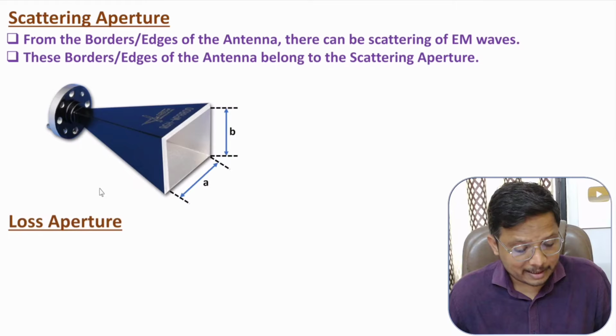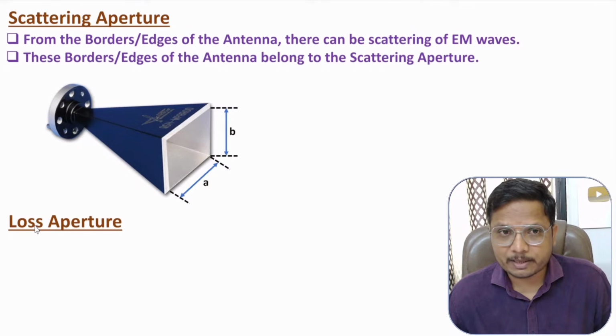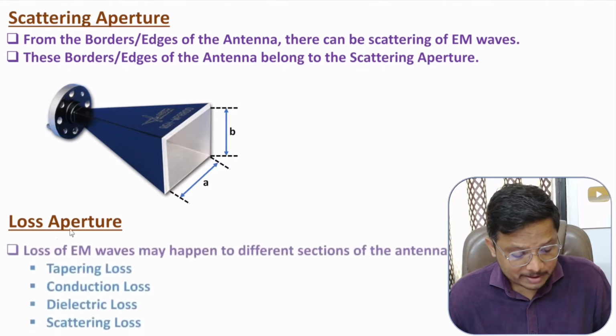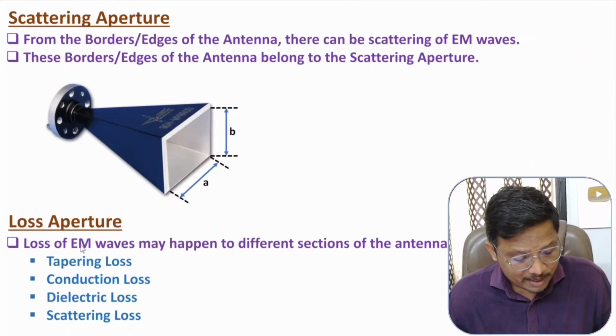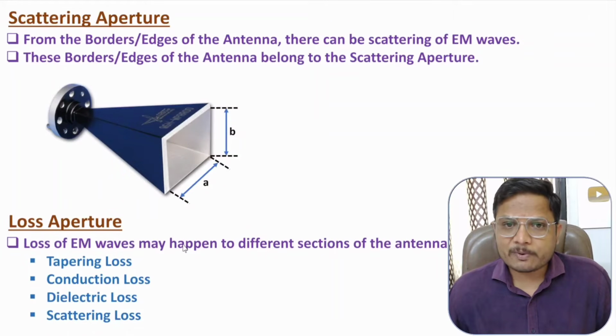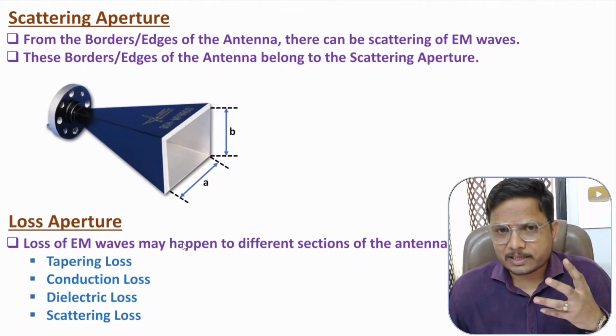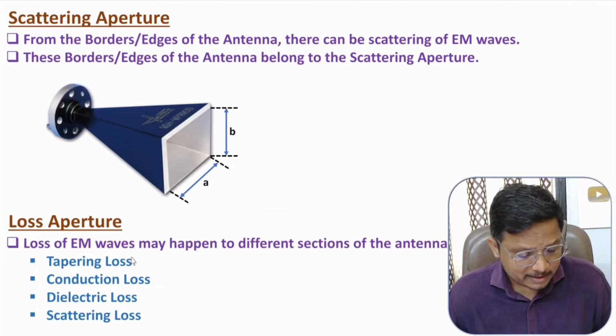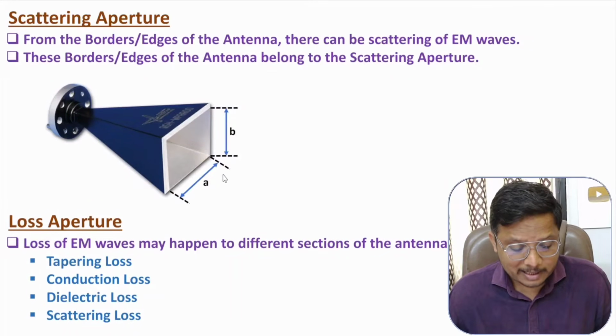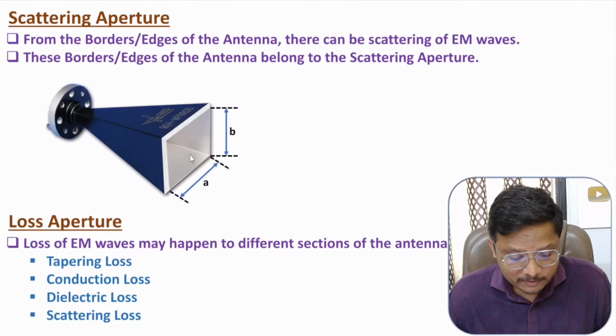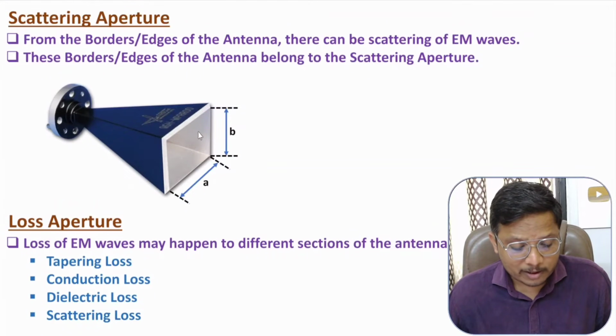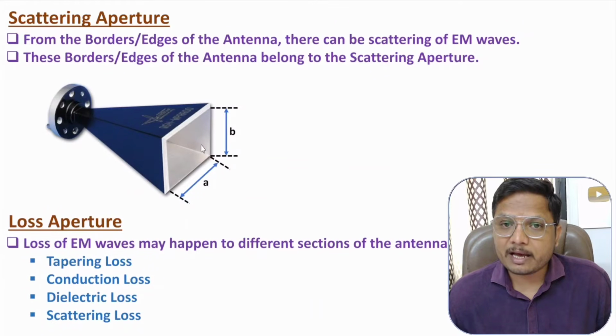And the last category is based on loss aperture. Loss aperture explains the loss of EM waves, and loss of EM waves happens in many sections of the antenna. First one is due to tapering loss. If smoothness of this surface is not there, then also there may be loss of signal. The second loss is because of conduction loss. These walls are metallic walls, because of which there may be a loss.